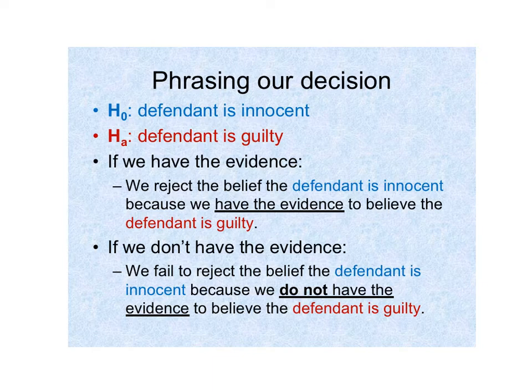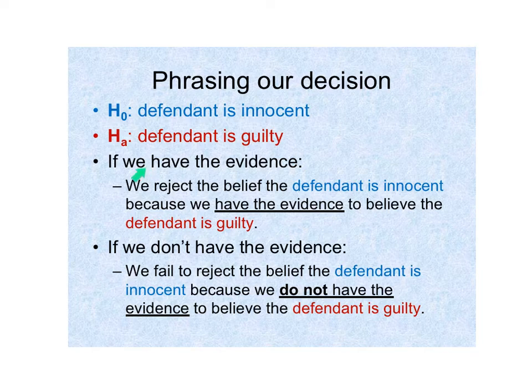So that's one scenario. What about the opposite? What if we don't have enough evidence to convict? Then we keep them in the same order, but I'm changing my sentence. Instead of saying we reject, I'm going to say we fail to reject the belief that the defendant is innocent because we do not have the evidence to believe he is guilty. We're going to keep doing this as we work on problems, and I think it takes time to build a pattern. But this is basically it.